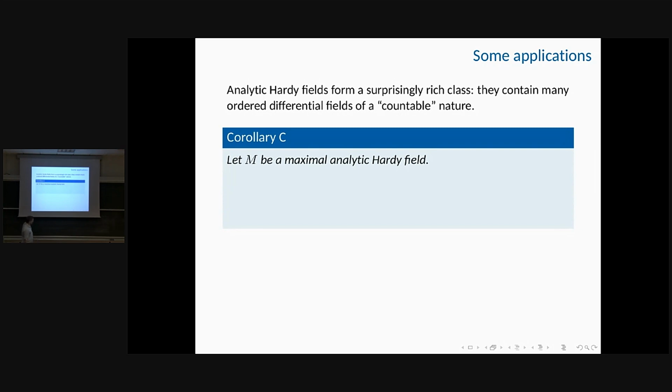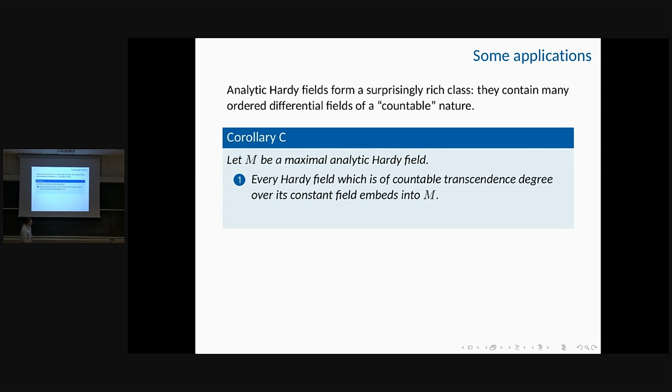Okay. So let me explain a few more applications, which show you that this class of analytic Hardy fields is actually surprisingly rich, and maybe a little bit too rich in the end. So they contain many ordered differential fields of a countable nature, as explained in the following corollary. Take one of these maximal analytic Hardy fields, M. Every Hardy field which is of countable transcendence degree over its constant field will embed into M. So you can always embed any Hardy field which is countably generated in this way into any given maximal analytic Hardy field.